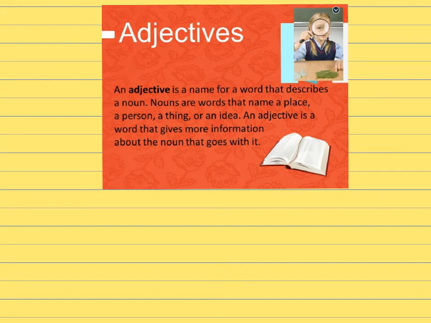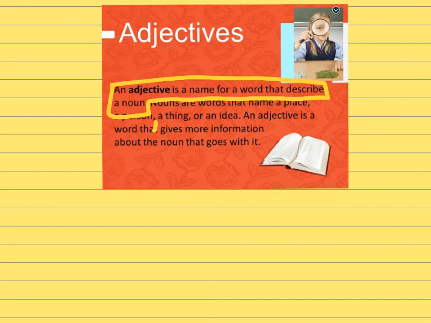So here's what I want you to write down. I want you to write down this sentence. An adjective is a name for a word that describes a noun. I then want you to say, it gives more information. Oh, you can't really see that though, can you? It gives more information about the noun that goes with it.